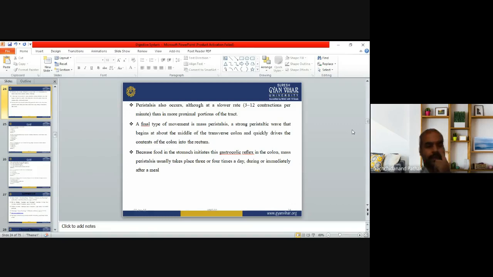the rectum. Because food in the stomach initiates the gastrocolic reflex in the colon, mass peristalsis usually takes place 3 or 4 times a day, during or immediately after a meal. So during or after a meal, this mass peristalsis usually takes place 3 to 4 times a day.